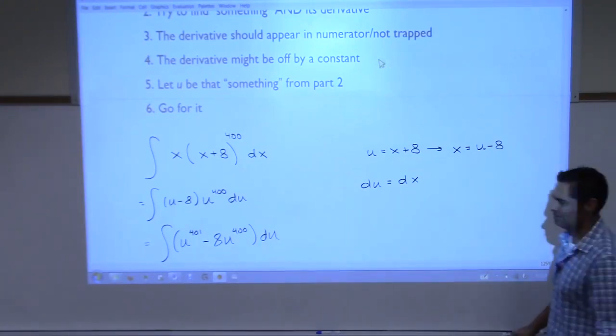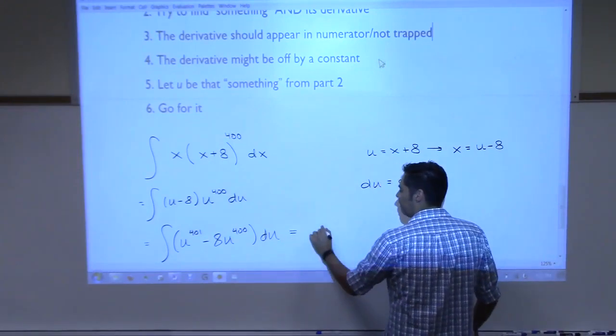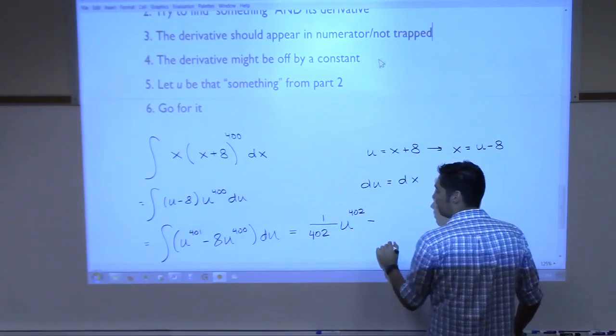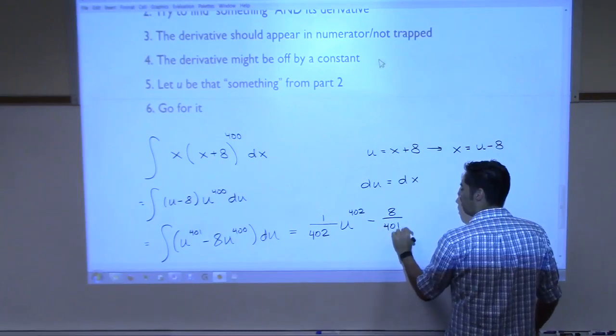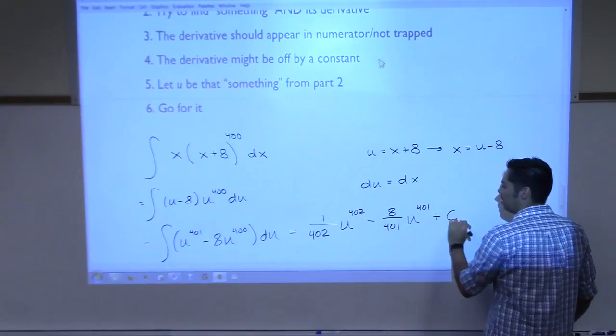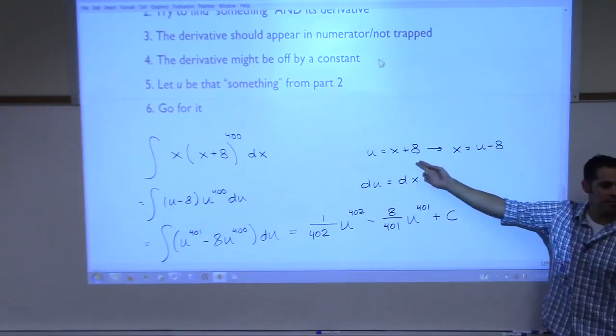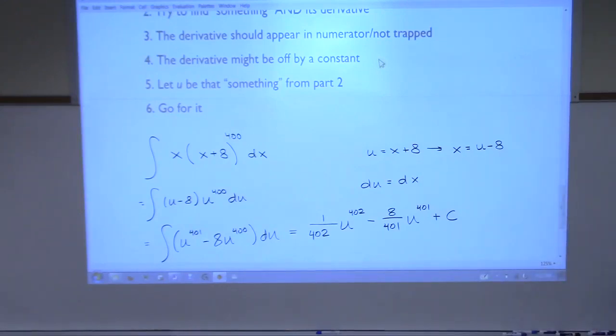So let's finish it up. Antiderivative time. 1 over 402 u to the 402 minus 8 over 401 u to the 401 plus c. That's just power rule. Yes, there's some ugly numbers, but that's what it is. Replace all your u's with x plus 8's in parentheses, and you're done. That wasn't so bad. The reason why that one wasn't so bad was because we saw this little solving thing earlier. It would be a lot worse had we not dealt with that earlier.